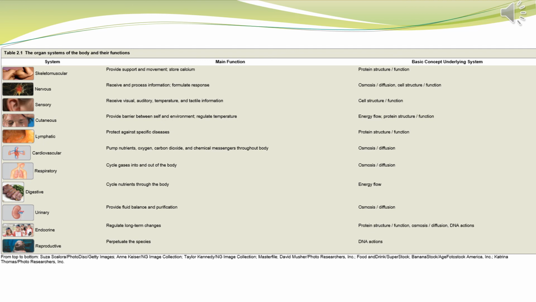We are not going to cover the skeletal-muscular system. We'll cover the nervous system, the sensory system. We'll sort of cover the cutaneous system, or the skin. It's kind of in the lymphatic system, as it's a barrier to microbes, or I guess I should say the immune system. Then we're going to study the lymphatic system or the immune system, the cardiovascular system, the respiratory system, the digestive system, the urinary system. We're not going to study the endocrine system. We'll just kind of address it within the other systems when we get there. And we'll also cover the reproductive system.